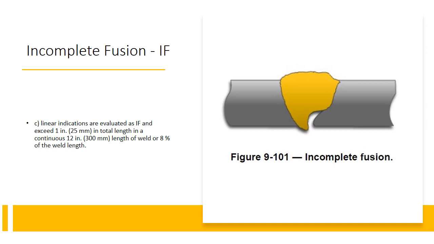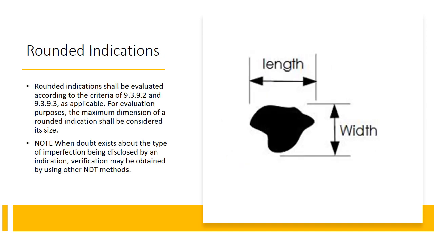Incomplete fusion, IF. Linear indications evaluated as IF that exceed 1 inch in total length in a continuous 12 inches of length, or 8% of the weld length. Rounded indications. Rounded indications shall be evaluated according to the criteria of 9.3.9.2 and 9.3.9.3 as applicable for evaluation purposes. The maximum dimension of a rounded indication shall be considered its size.